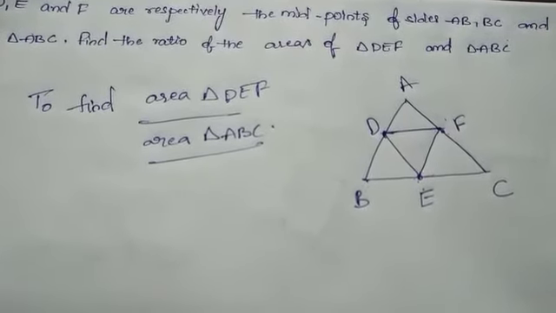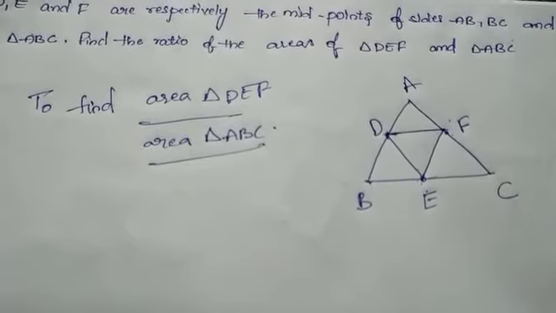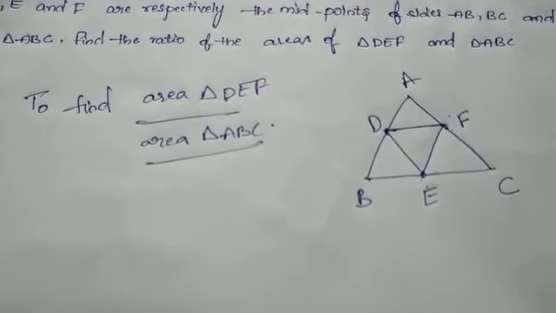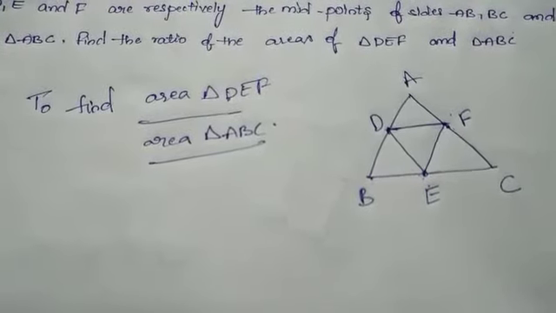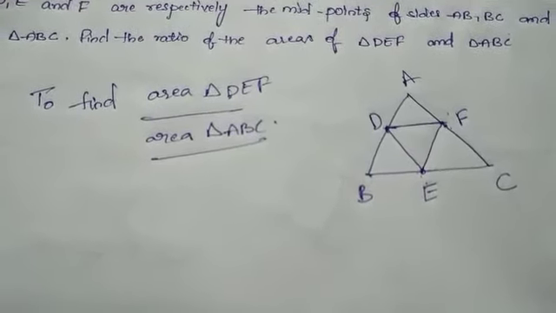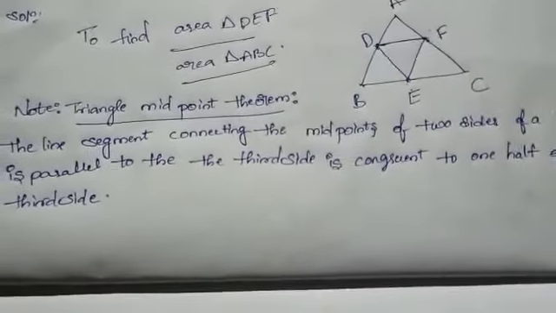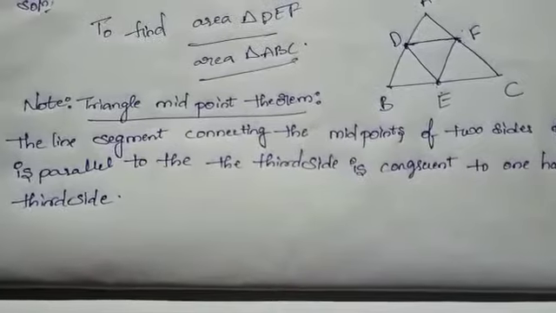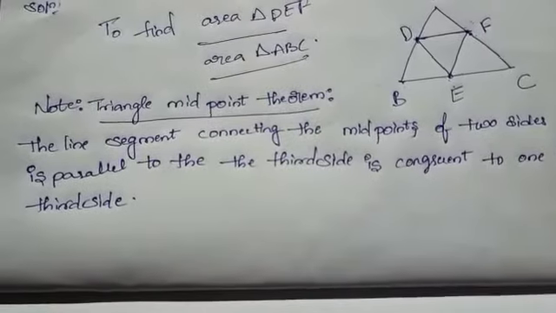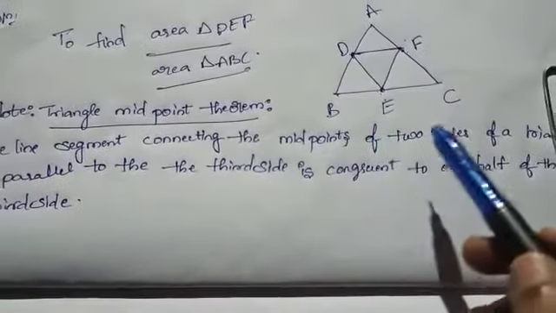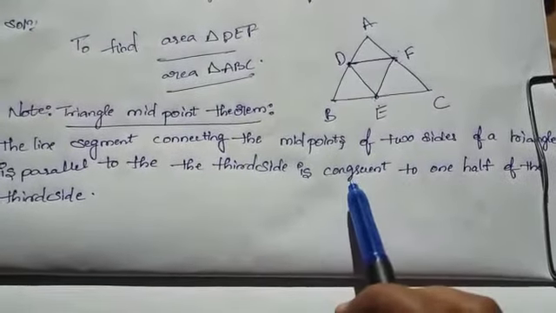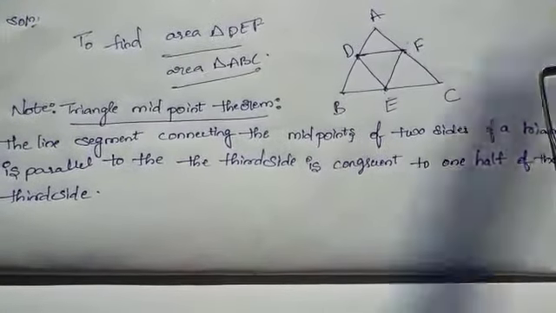Any line segment connecting the midpoints of two sides of a triangle is parallel to the third side of the triangle and is equal to one half of the third side. Note, this is the triangle midpoint theorem. Statement: the line segment connecting the midpoints of two sides of a triangle is parallel to the third side and is congruent to one half of the third side.